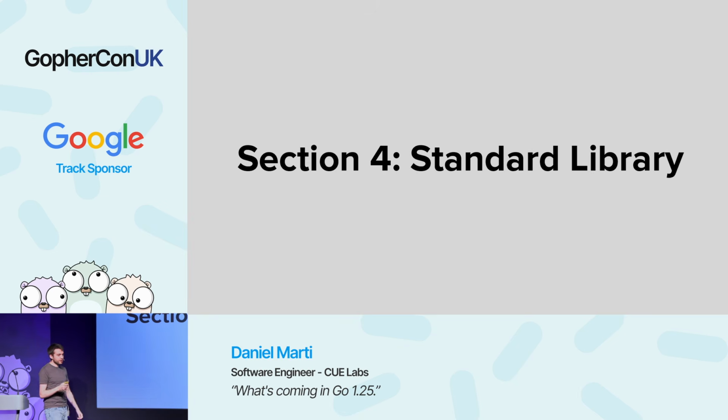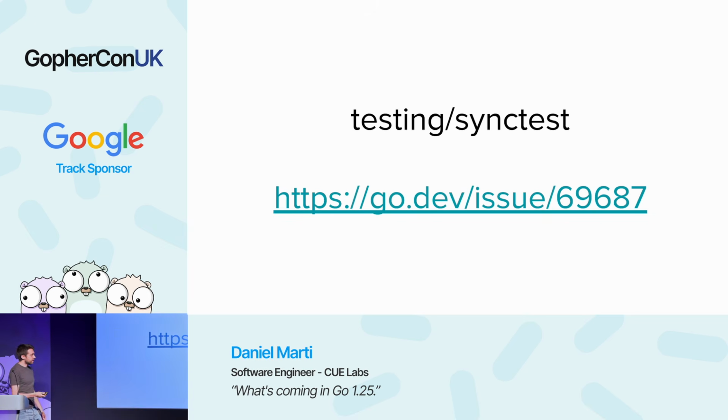The last section is the standard library. This is where most of the changes are, but I'm only going to cover about a third. The rest of them are in the Go 1.25 release notes. The first one is the synctest package.